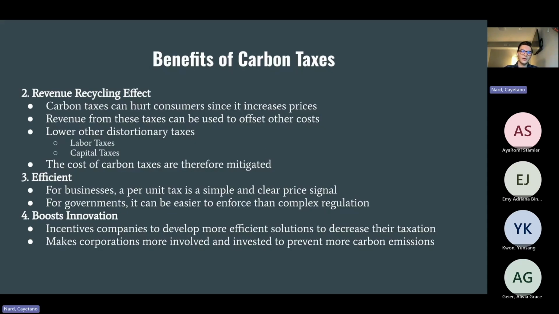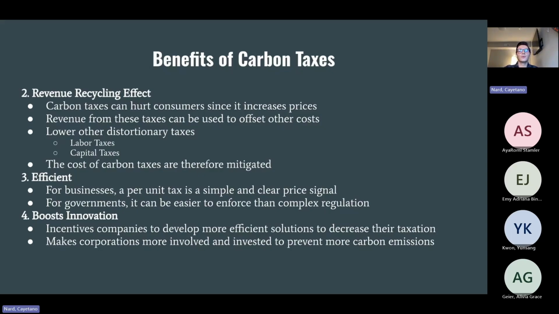Another benefit is efficiency. For businesses, a per unit tax can be a simple and clear price signal that they can easily put in their business plans. And for government, it can be an easy to enforce method that can decrease administrative costs, unlike complex regulation laws. And the final one is that it can boost innovation. It can incentivize companies to develop more efficient solutions to decrease their taxation or their carbon emissions.